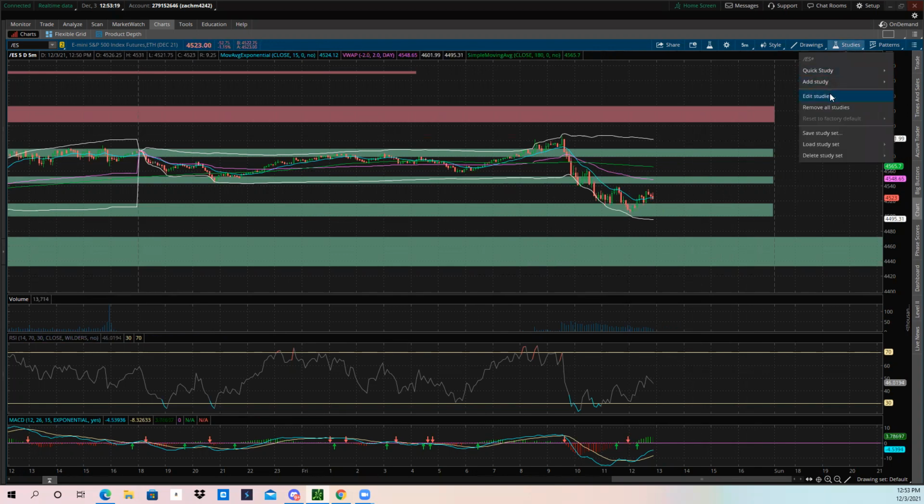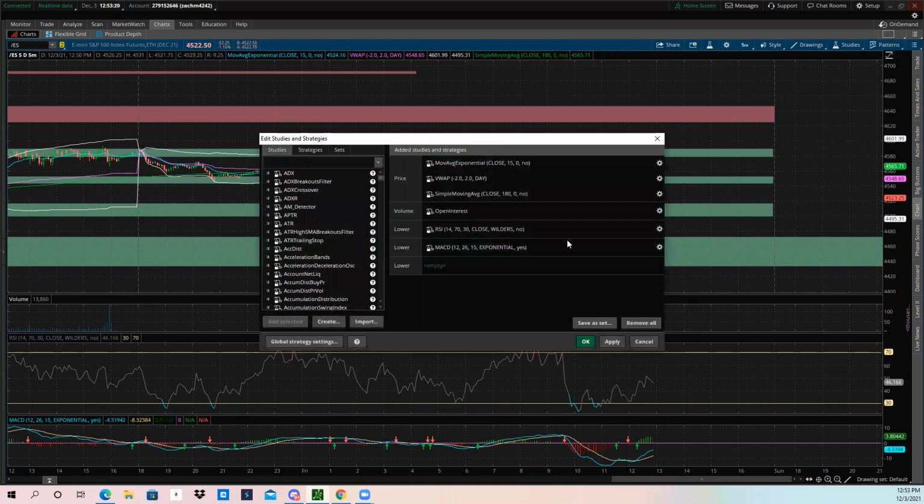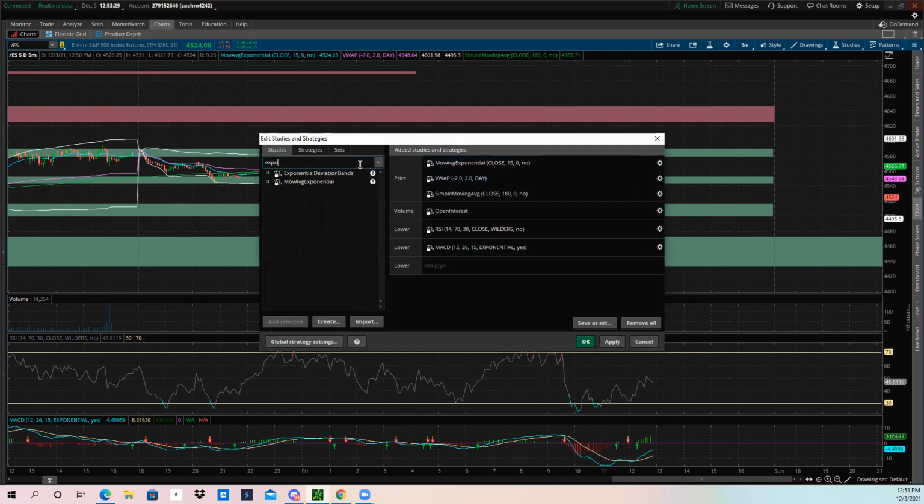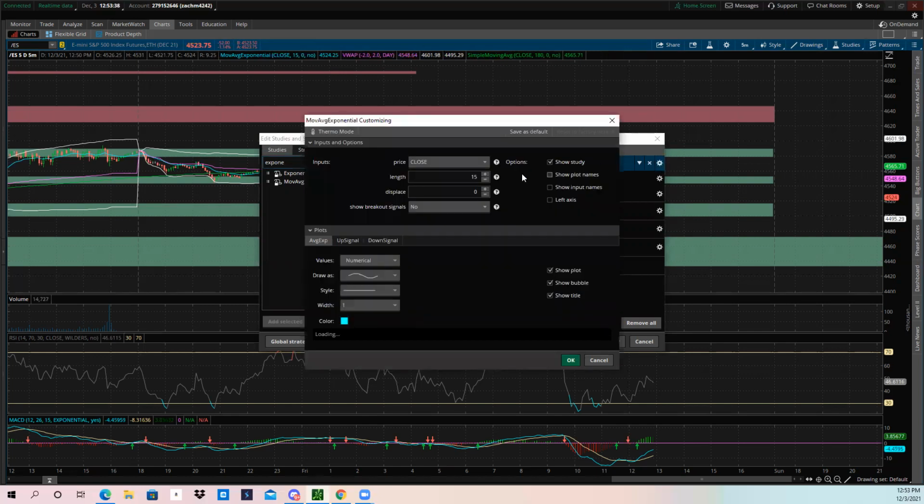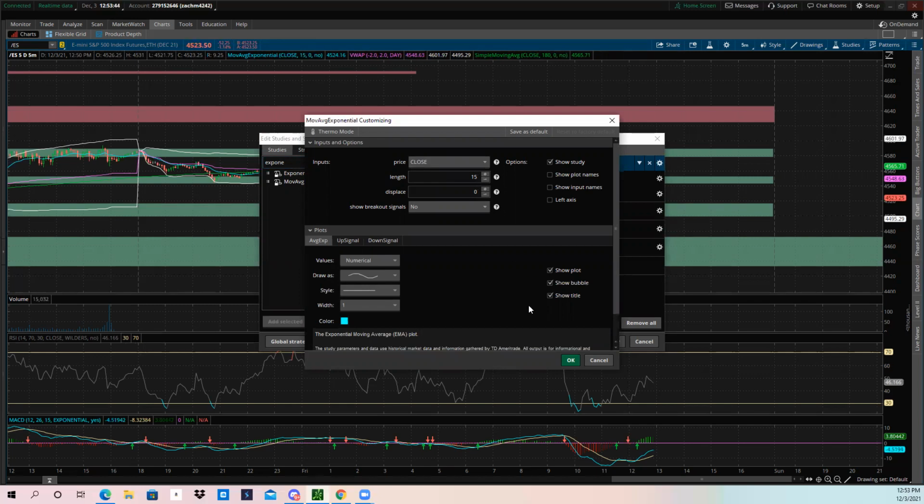So what you want to do is go to edit studies. All right. And first I have the moving average exponential. Okay, so what you would do is just type in exponential right here, and then click the moving average exponential. It'll move it over here. You're going to need to go to your settings, and it's going to say price and then length. You're going to need to change the length to 15. Okay, so I'm using the 15 EMA.